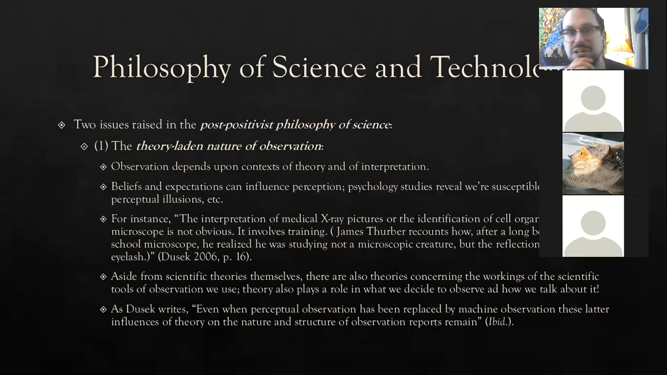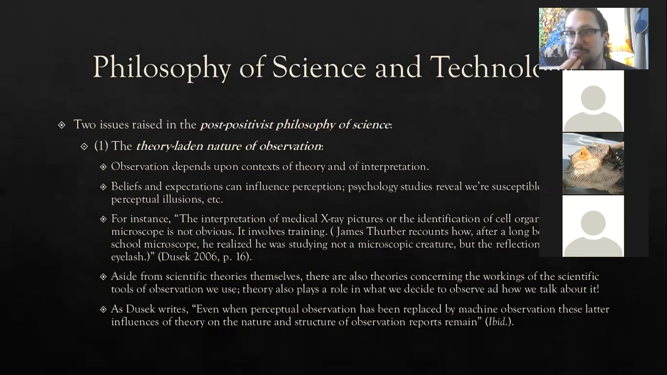Space nerds, if you're a space nerd like me, we just launched the James Webb Space Telescope, right? It's way better than the Hubble telescope. So cool. It's a tool for observation. But that tool for observation depends on other scientific theory, right? Even optical telescopes do. Like Hubble was an optical telescope, or if I have an optical telescope in my backyard and I just go and look at the moon or something, that instrument depends on more theory. It depends on how optics work, right? And theory, of course, also plays a role in what we decide to look at and how we talk about it.